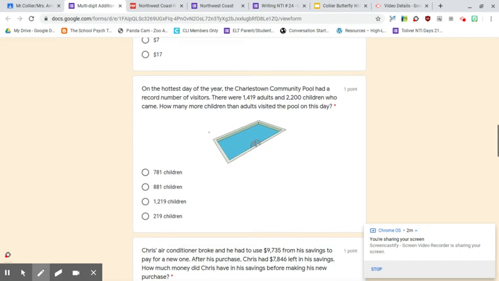I'm going to skip down to this one. Hottest day of the year, community pool had a record number of visitors. Okay, so you've got a number for adults and a number for children. This is one of the most tricky because it says how many more. And what happens when you hear the word more, you automatically want to add because more means you get more, you add. But actually, they were wanting to see the difference between this number.